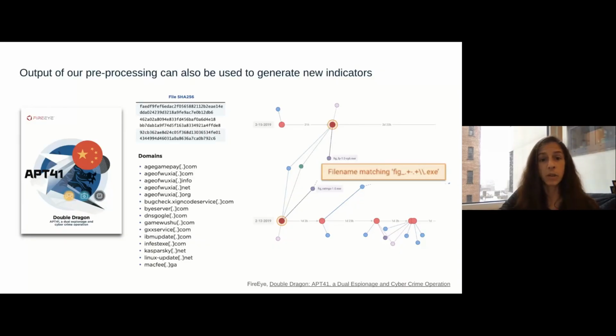APT 41 is a threat actor involved in both state-sponsored activity and its own cybercrime operations, which target a variety of industries, everything from healthcare, high-tech media to retail and telecom. And so, I highly recommend taking a look at the FireEye report or other reports to get an idea of the level of research and effort that goes into uncovering the tactics, techniques, and procedures and indicators associated with these threat actor groups. And so you can see on this slide, there's some examples of the types of indicators that you might get, the file hashes and the domains that are presented there.